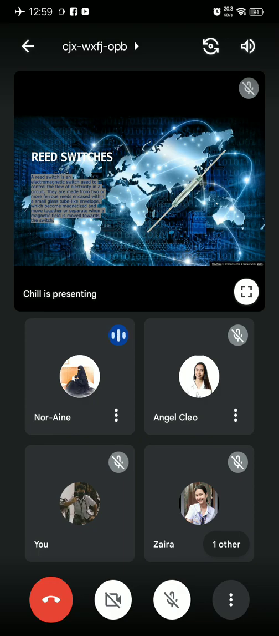The other one is compact. So reed switches are incredibly compact compared to mechanical switches. The last one is atmospheric corrosion. As the contacts of a reed switch are sealed within a glass tube, they are protected from atmospheric corrosion.